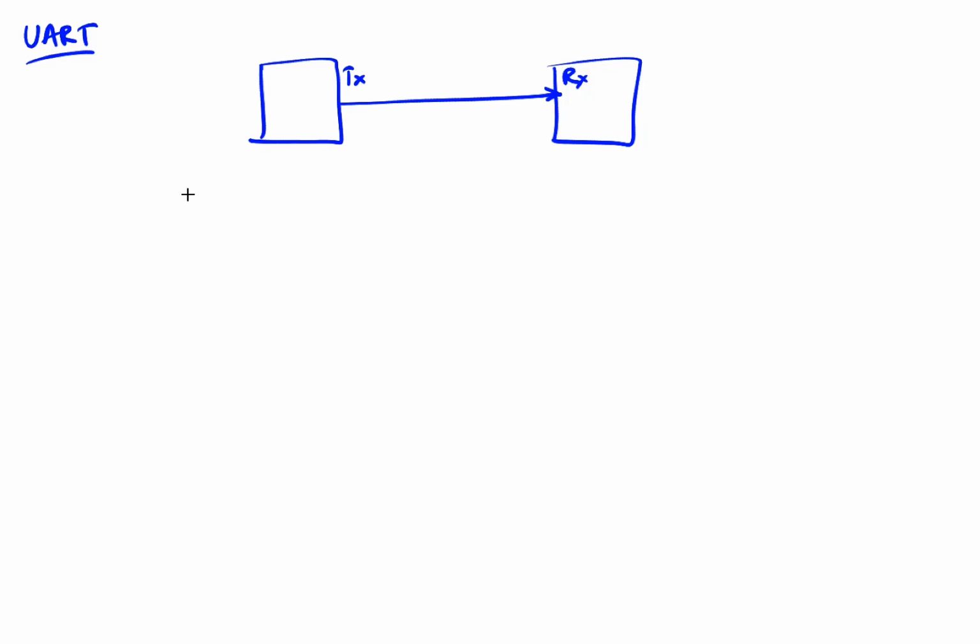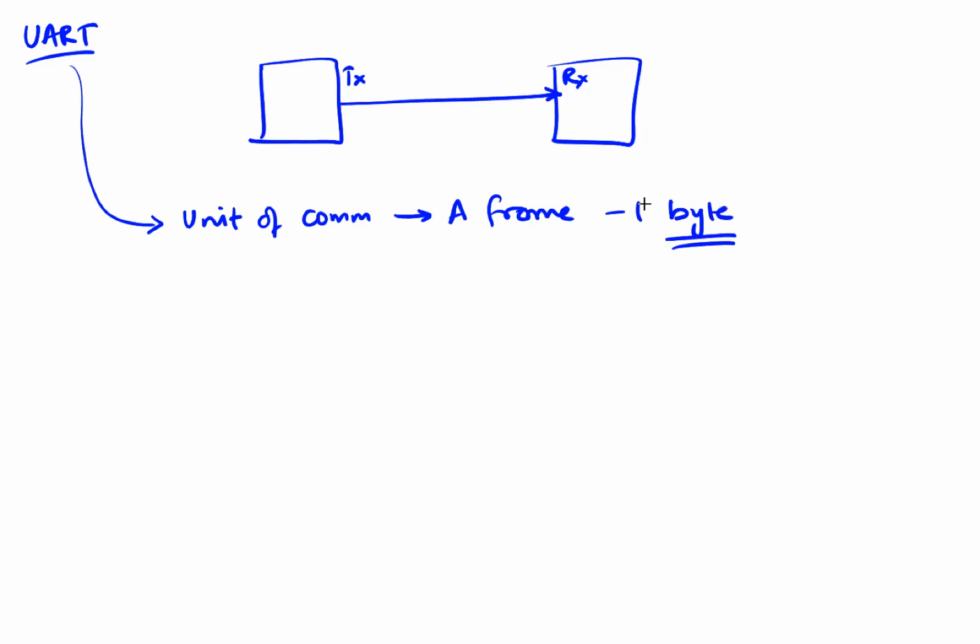Yes. So UART uses a unit of communication, which is what's called a frame, and for us a frame is 1 byte of data. That's what it's promising to send, but it's going to frame it. The word frame, as you know, has boundaries. So there's a start bit and a stop bit and the 1 byte in between.